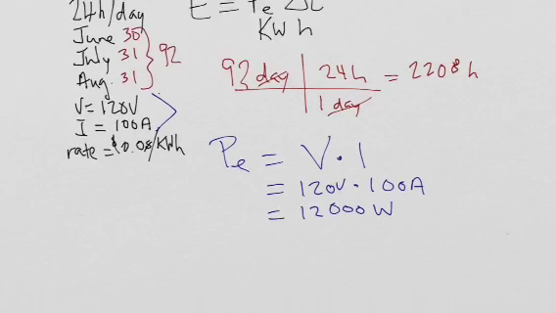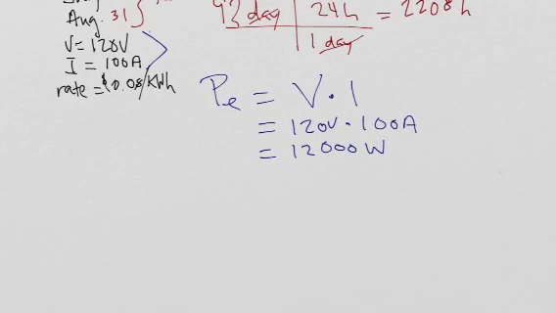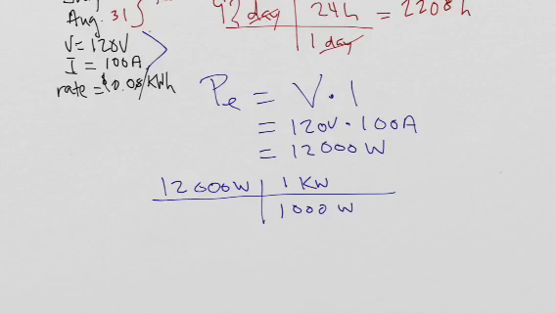But we can't leave the power in watts, because what does Hydro-Québec charge us in? Kilowatts. And there are 1,000 watts in a kilowatt. So we look at converting this to kilowatts. If I've got 12,000 watts and I want 1 kilowatt, how many watts are in a kilowatt? 1,000. So these watts cancel out, and you just divide 12,000 by 1,000, which gives you 12 kilowatts.